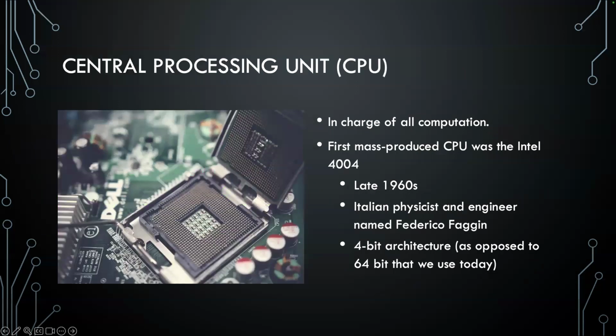Okay, so let's start with the CPU. We're all pretty familiar with CPUs in general, but the CPU is in charge of all computation on your computer, obviously. The first mass-produced CPU was the Intel 4004 in the late 60s, which is wild to think about. That was a long time ago. And that had a 4-bit architecture, which is so cute. Oh my God. So today the common architecture is 64-bit architecture. So before I get into that, can anyone tell me what we mean by 64-bit architecture?